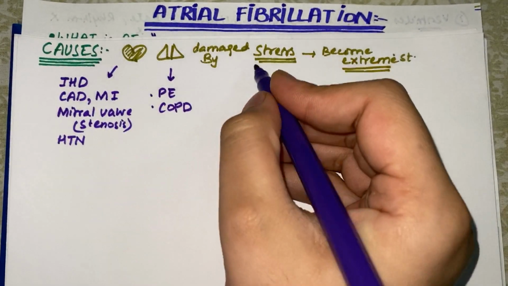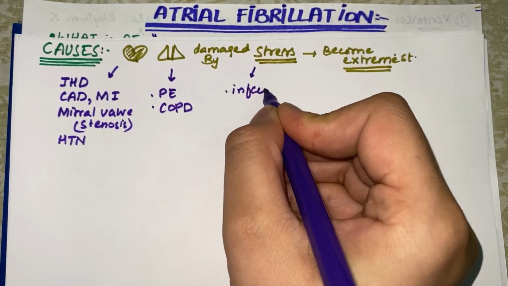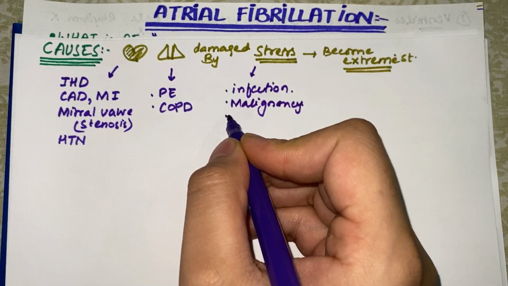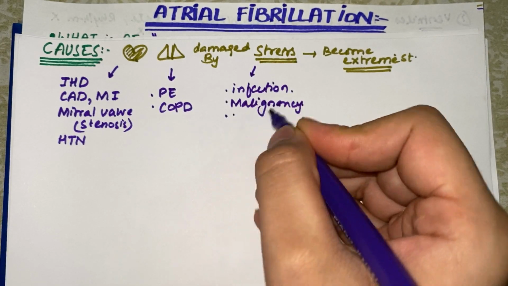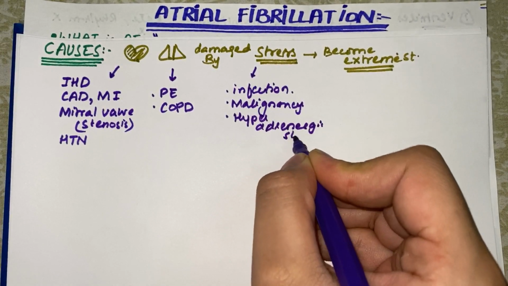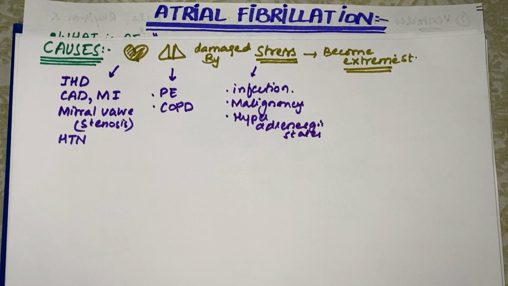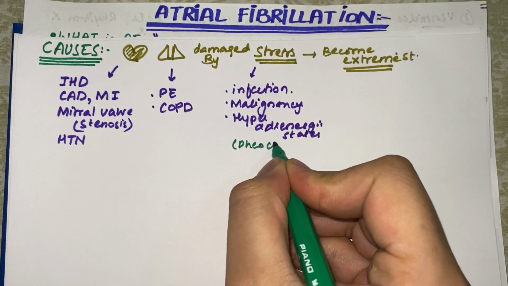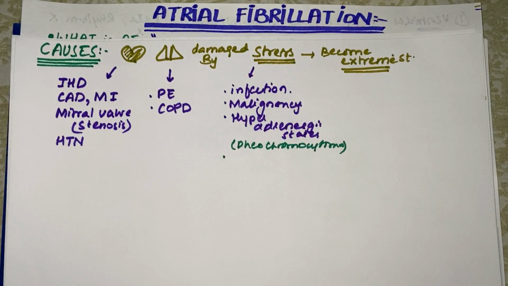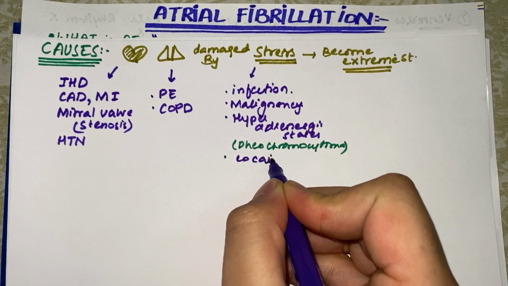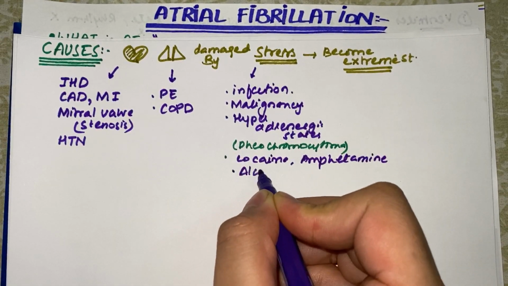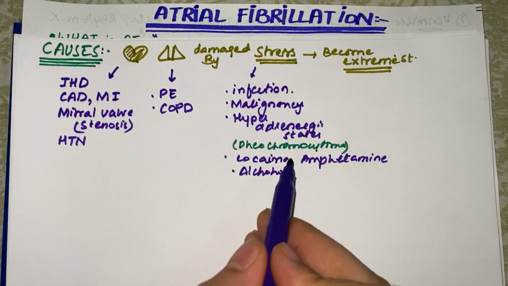And now stress is very simple. We commonly know the common stresses: infection, any malignancy, any condition in which our adrenergic system is aggravated, like hyperadrenergic states. If you can recall a hyperadrenergic state, it can be pheochromocytoma, for instance, or if a patient is taking stimulant drugs, and we know stimulant drugs are cocaine, amphetamine, and alcohol abuse, it is a stress.